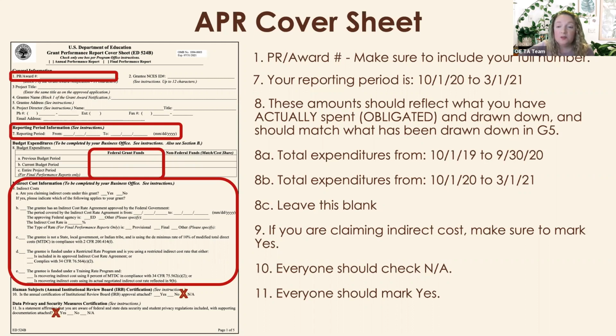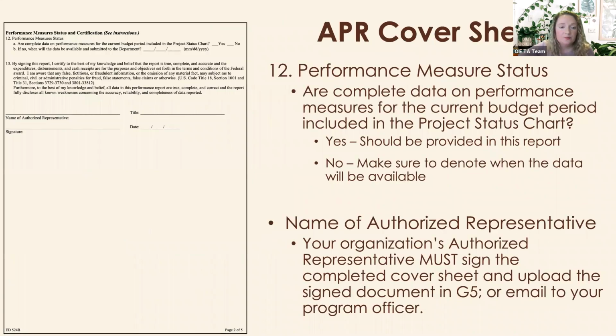All right, and then we move to the back of the form, page 2. When we get to the back of the form, and this is also a great way to see if you have an old expired one, a lot of the old expired ones don't have that number 11. But here on the back, the next important part is number 12 about your performance measures.